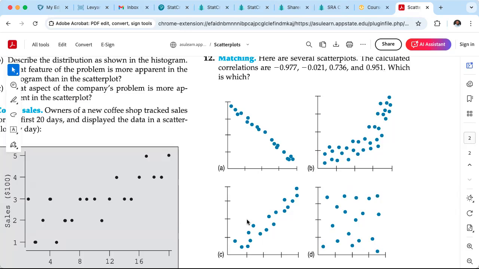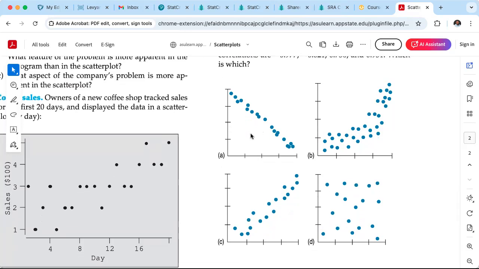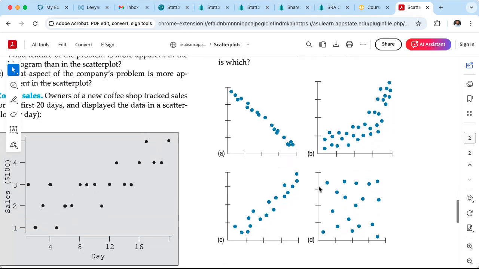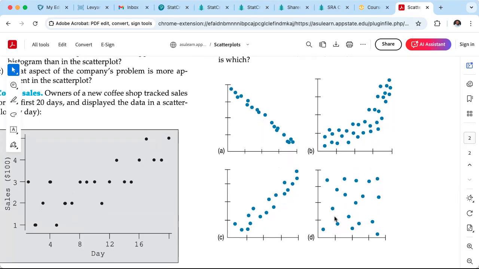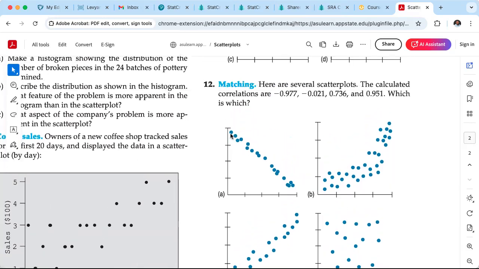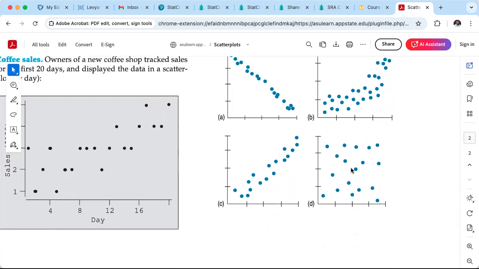Now, which of these has a negative sign? A. You see this one is not really clear, but we are doing the ones that are easier for us to identify. So A, and it's strongly negative. Is that okay? So that is negative 0.977. What is left? Negative point something. You see, this one is like there's no association because it's closer to zero. So that is for this one.